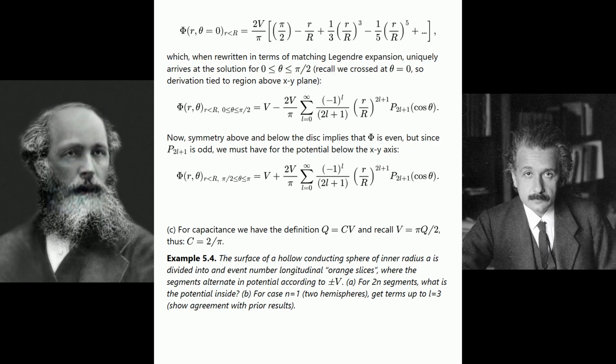Example 5.4. The surface of a hollow conducting sphere of inner radius a is divided into an even number of longitudinal orange slices, where the segments alternate in potential according to plus or minus V. A. For 2n segments, what is the potential inside? B. For the case n equals 1, two hemispheres, get terms up to L equals 3. Show agreement with prior results.